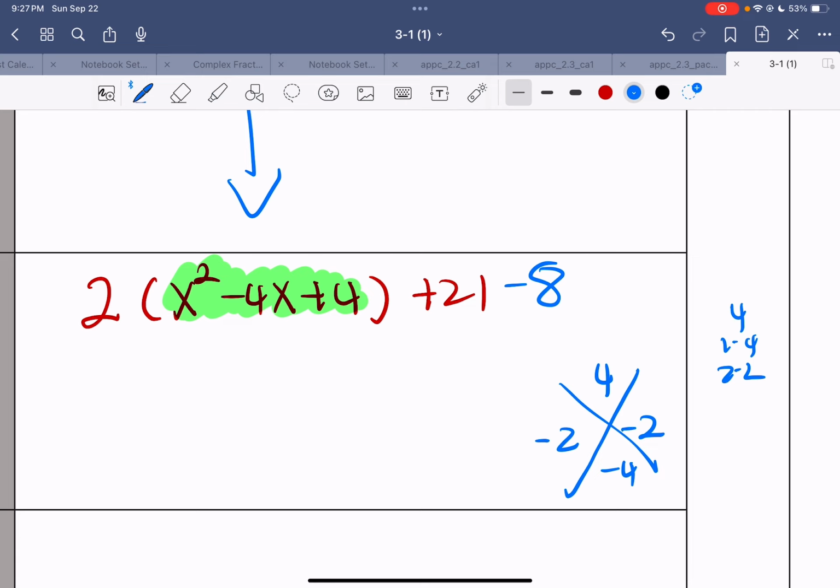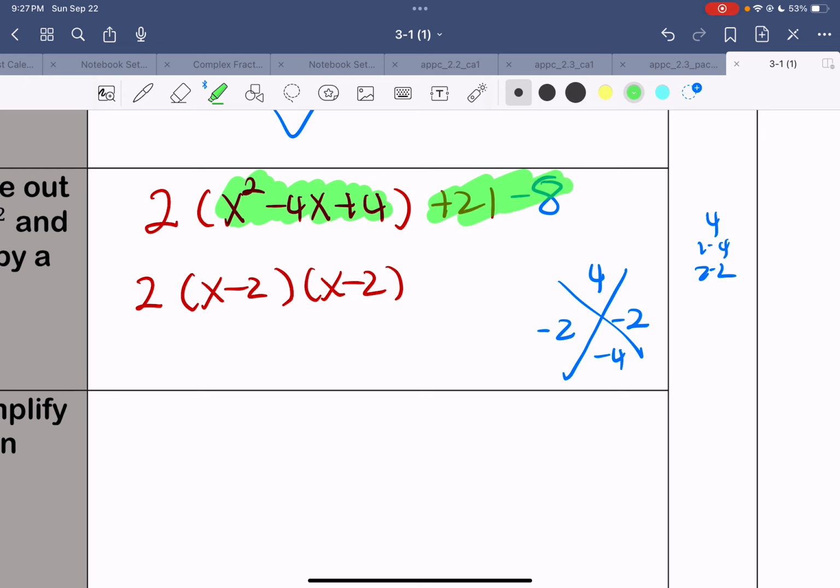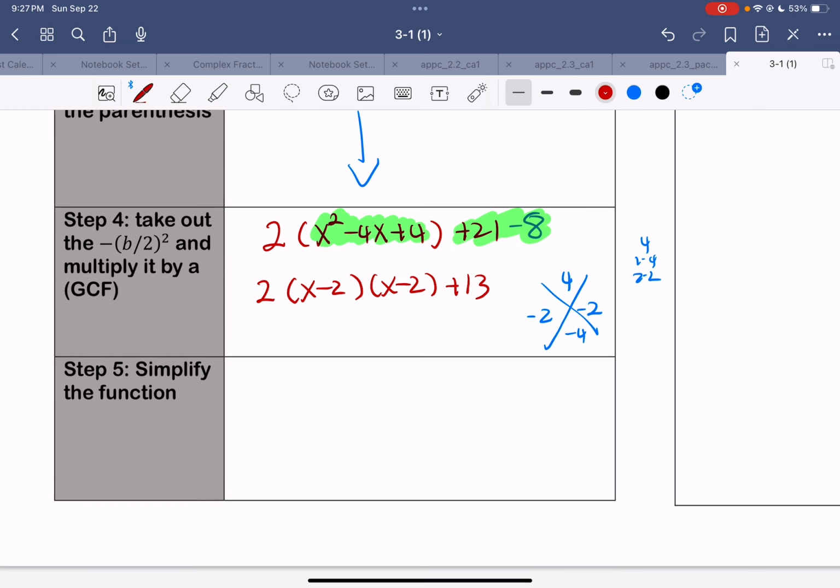So let me change it. This one I'm going to rewrite as 2 x minus 2, x minus 2, right? And then what's 21 minus 8? That's going to be 13. Yeah, so that's about it.